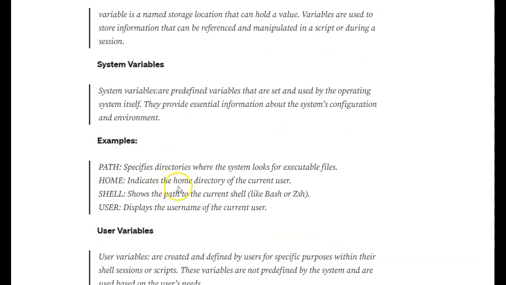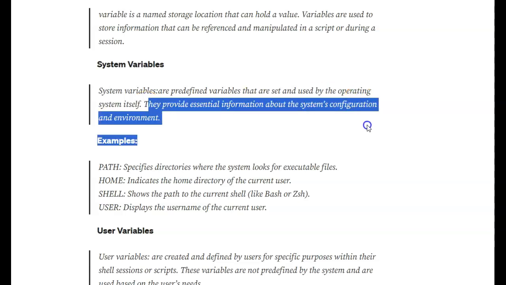So we have two types of variables, system variables and user-defined variables. What are system variables? System variables are predefined variables that are set and used by the operating system itself. It means they are already set and will be used by the operating system. They provide essential information about the system's configuration and environment.